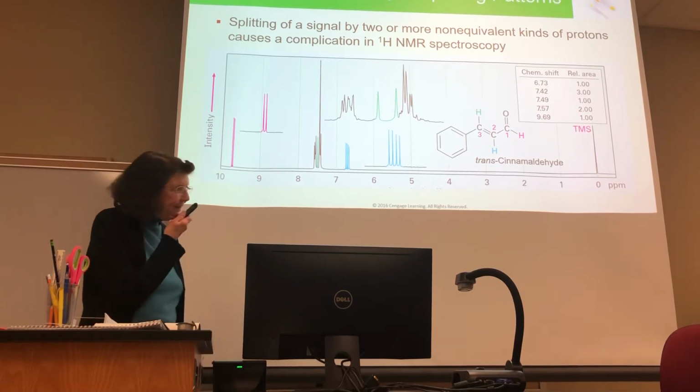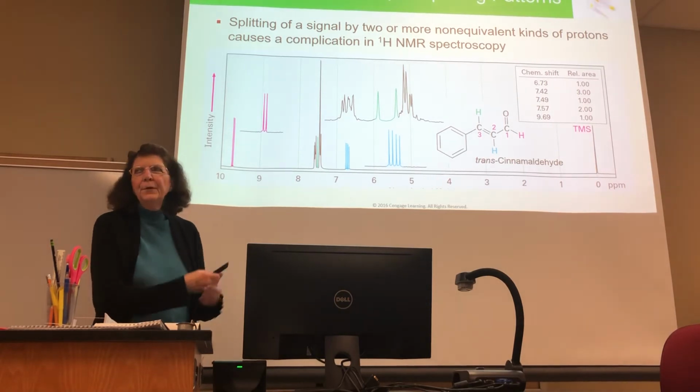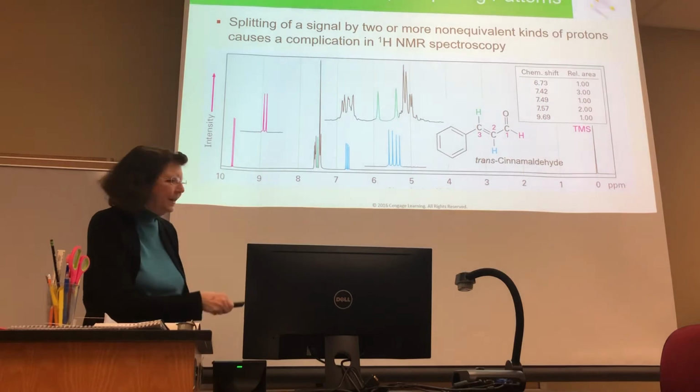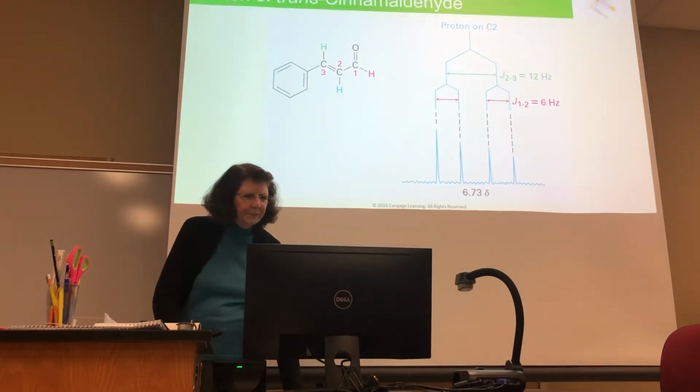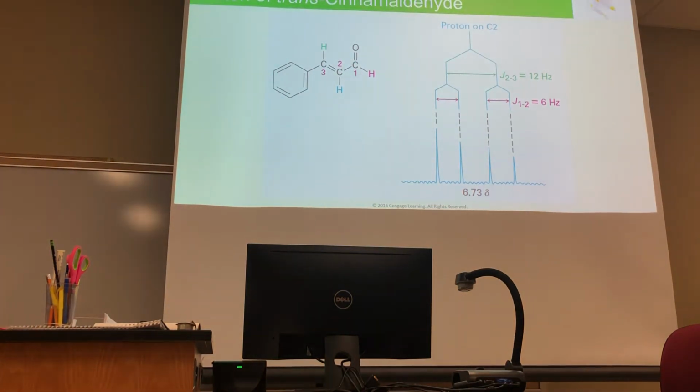So what happens is that we will see that this will first be split by one, and then those splits will be split by the other. And that's why we get something that looks like that instead of our typical type of thing. So here's our proton on C2, and first it's being split by 2 and 3. In other words, first it's being split by this hydrogen here. These are trans. We know that they have a little bit larger J coupling. So first it's going to be split here, and then this aldehyde one is going to split this one.